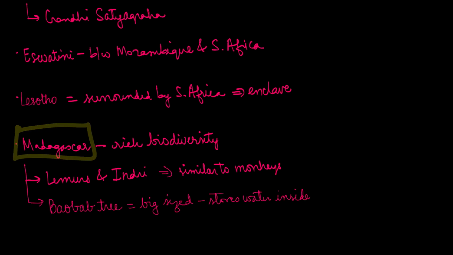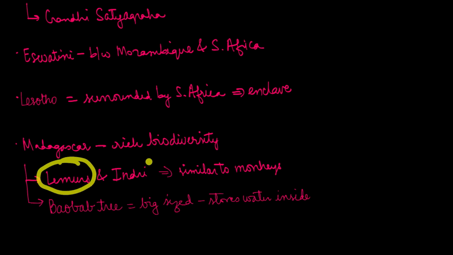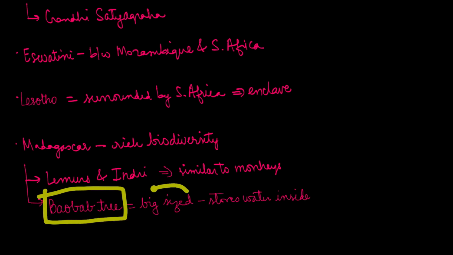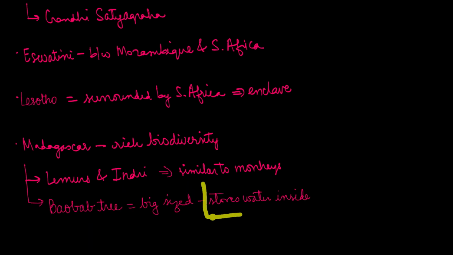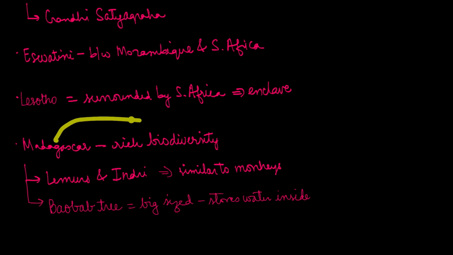Then, as I showed you earlier, Madagascar, which has rich biodiversity. So there have been some animated movies on Madagascar as well. These are very good to check out. So Madagascar biodiversity which was in news was lemurs. These are basically similar to monkeys. These are primates. Then we have the baobab tree, which is big sized and stores water inside it. Madagascar, as we've read, is famous for its rich biodiversity.